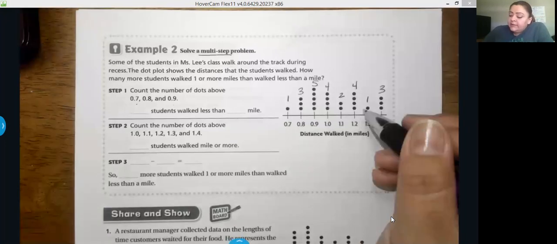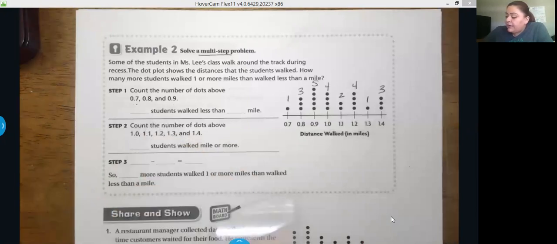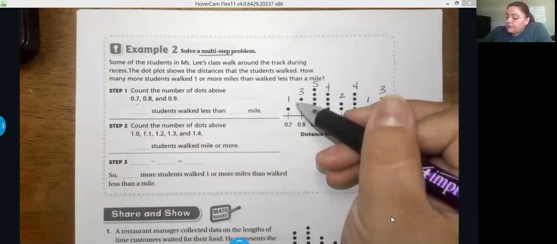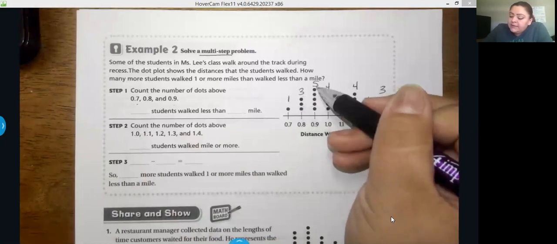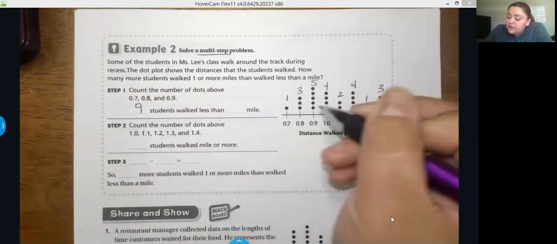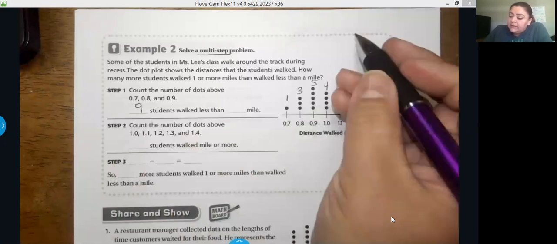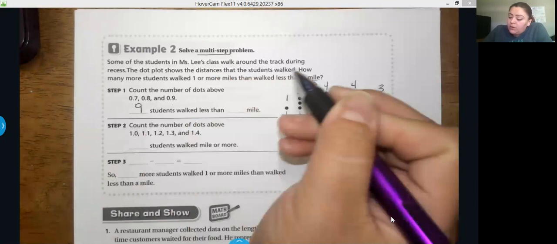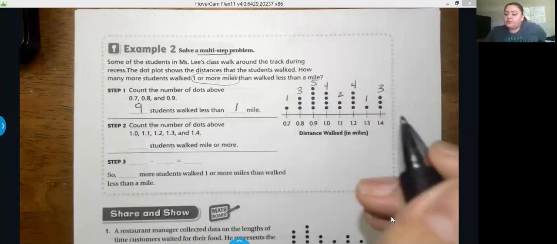So it tells us to count the numbers above 7, 8, and 9/10. So we're going to see what we got. I've got 1 plus 3 is 4. Okay, plus 5 more is going to give me 9. So 9 students walked less than, what was the question? It said less than 1 or more miles. So walk less than 1 mile. That was what the question was.